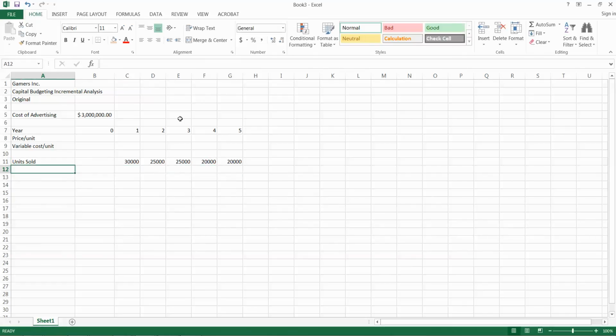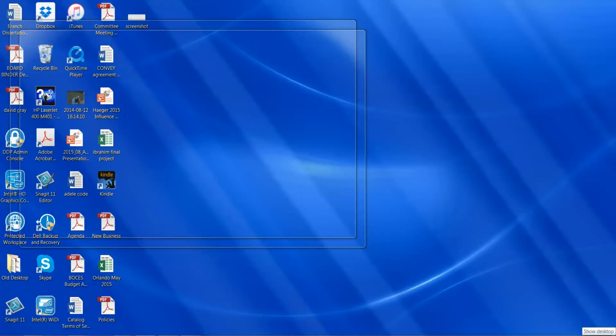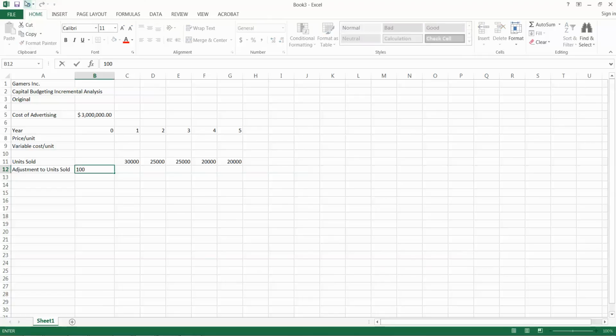However, we know that we're going to be running best, likely, and worst scenarios, or best and worst scenarios. So I'm going to do an adjustment to units sold factor, and I'm going to put it as 100%. And then I'm going to do my adjusted units sold, so that when I do need to change my units sold by taking up 20% or down 20% for my best and my worst scenarios, I'll be able to do so easily.